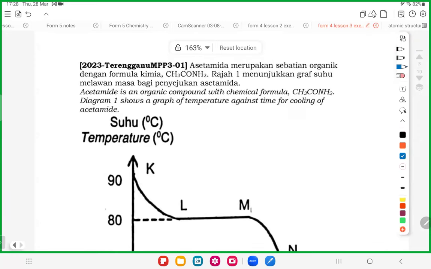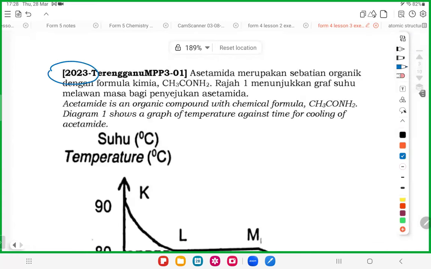This question is coming from the 2023 Terengganu trial exam paper. Soalan percubaan Terengganu, tahun 2023. So it's a trial exam paper, and I consider it a good quality paper, because the way they ask the questions really follows a proper format. That's what I told you all since the first lesson.